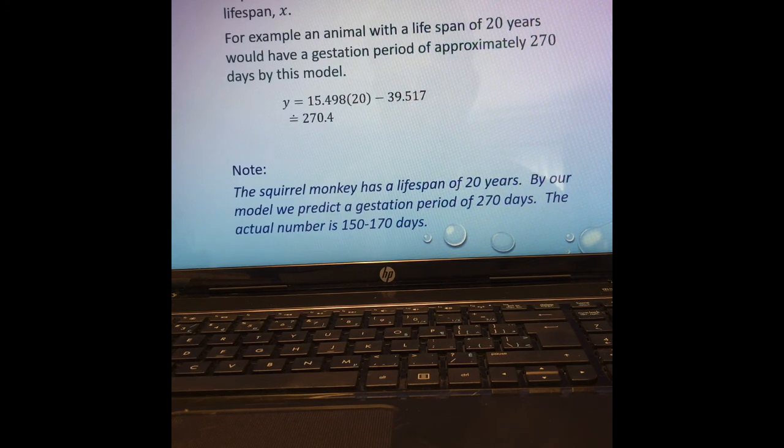So your model isn't perfect, obviously, but you could make those predictions and then check from your data to see if any animal or whatever you're studying fits your prediction, and see how your model does compared to the prediction. So that's what we're doing here. We're just making a prediction based on the model and then comparing it to any given animal that lives 20 years and seeing what their gestation period is to see if our model's good. It's obviously trending higher than what that squirrel monkey actually is, but we got a rough idea.